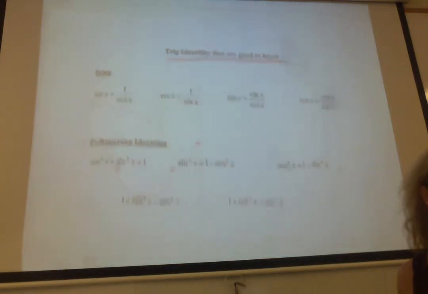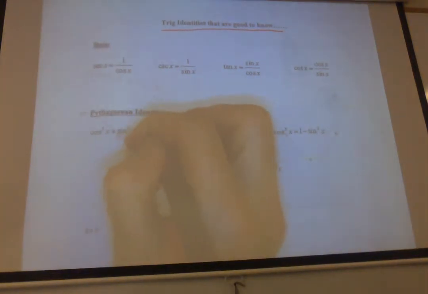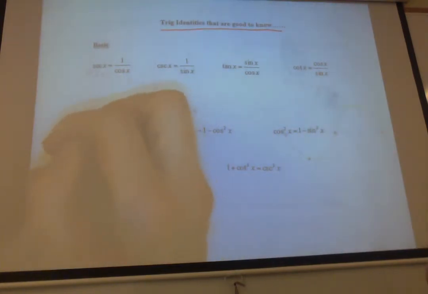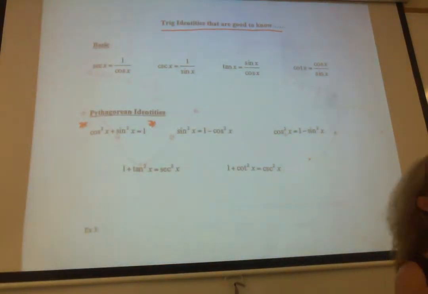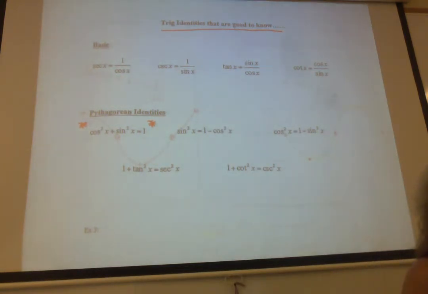Now the next one, Pythagorean identities. Cameron, would you read the next one? Cosine squared x plus sine squared x equals 1. Okay, how many people remember that one? Okay, that's a big one. This gets little stars. The ones up above you need to know as well. This one you need to know, all right?